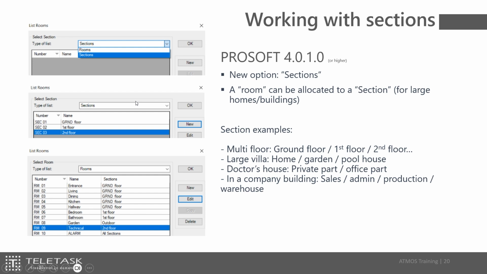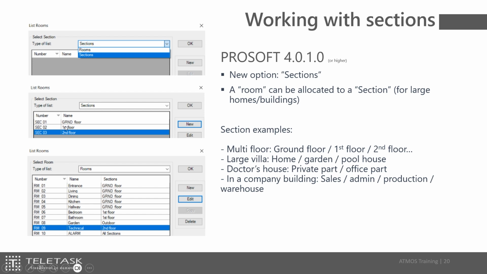Well, there are a few screen captures here in ProSoft, starting from version 4010. If you go to the rooms icon, or in the edit menu, you can go to the rooms and add rooms. But now if you click here on the type of list, you can select between rooms and sections. So the first thing you do is add all your rooms in the menu, and then you go to sections and you add your sections.